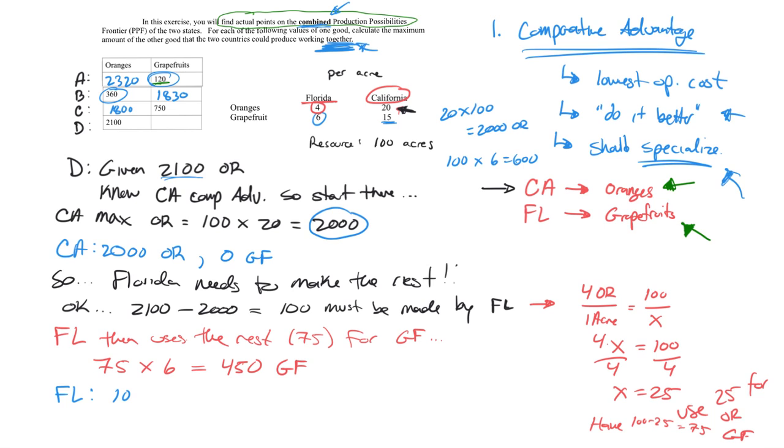Florida is going to make the rest of the 100 oranges. And then everything else, they're going to do that 450 grapefruits. I add them up. I'm going to get 2,100 oranges, which we already see up here is 2,100 oranges. And then we are going to have 450 grapefruits.